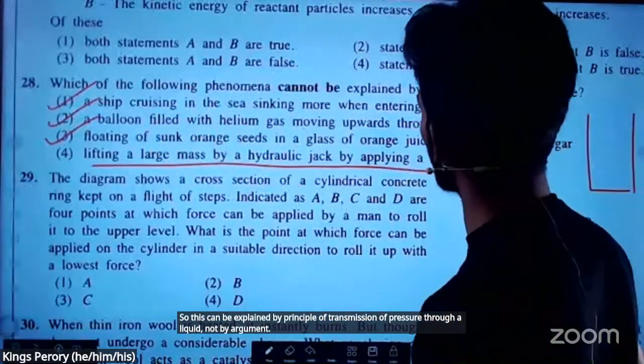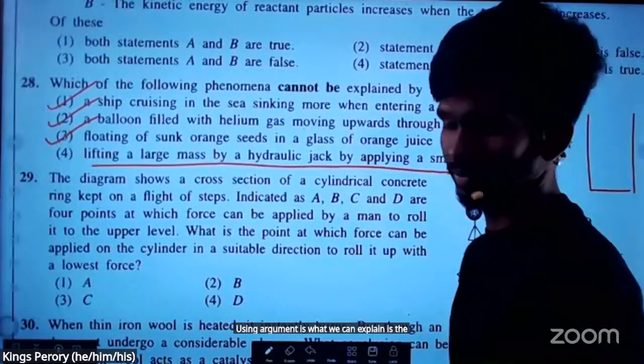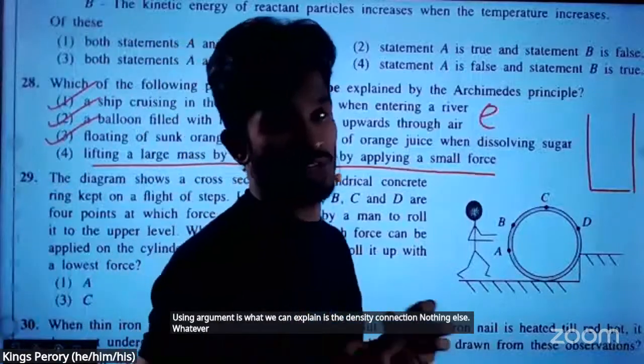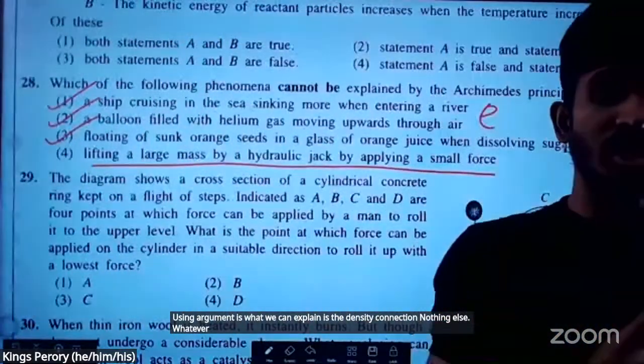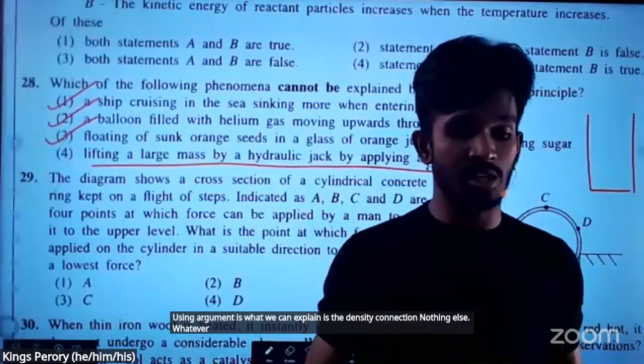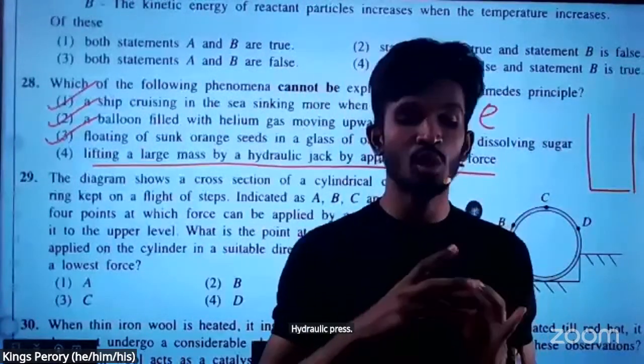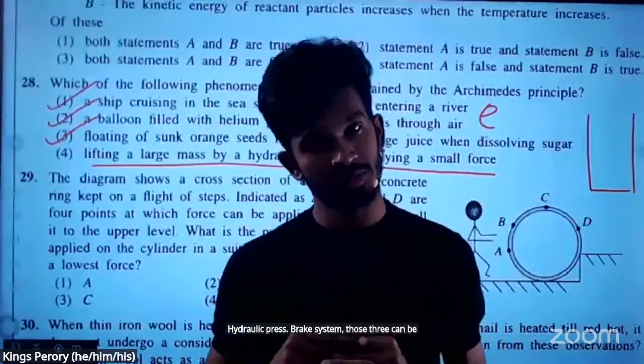Using Archimedes, what we can explain is the density connection. Nothing else. Whatever the pressure connections, pressure transmission connection, you can explain it using Pascal. Now we shall memorize and keep. Hydraulic jack, hydraulic press, brake system, those three can be defined by Pascal's principle.